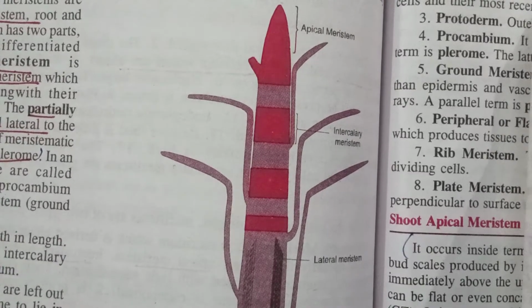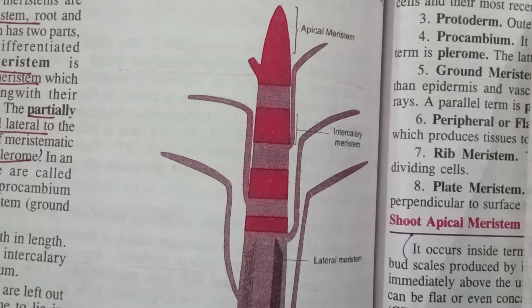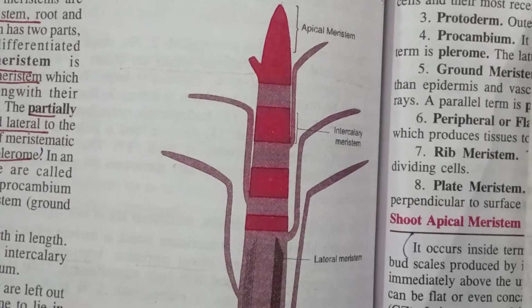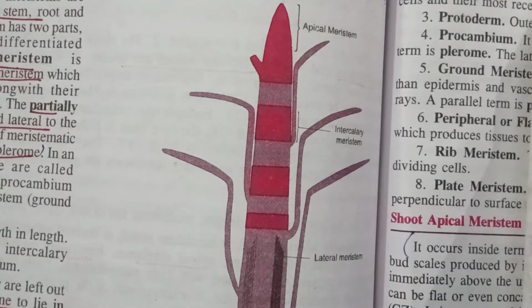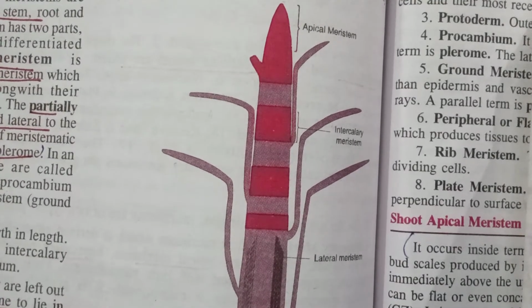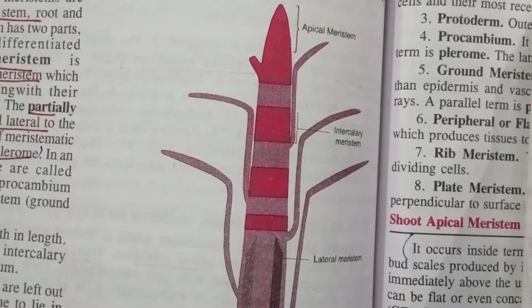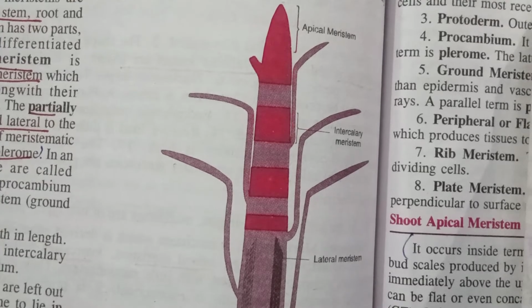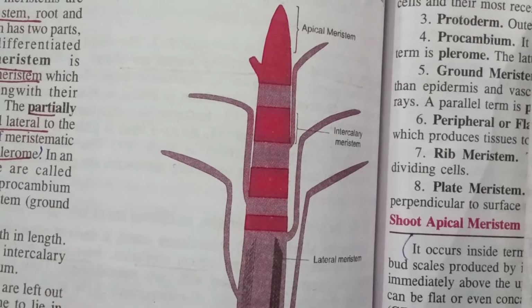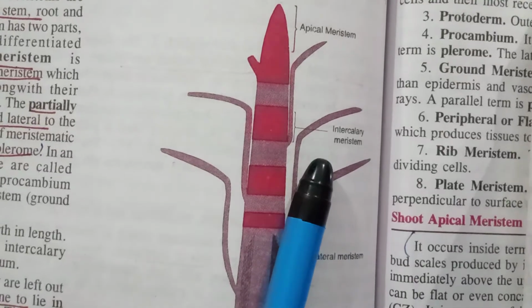Then the second one is the intercalary meristem. As you can see, these are the intercalary meristems. Okay, that means they are left-out parts of the apical meristem, which come to lie between the areas of permanent tissue above the nodes. Okay, either they are present above or below the nodes or at the leaf base portion. So they are the intercalary meristem.